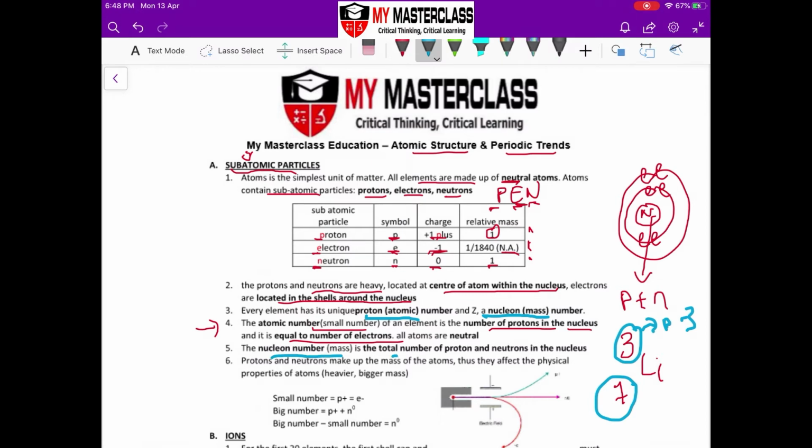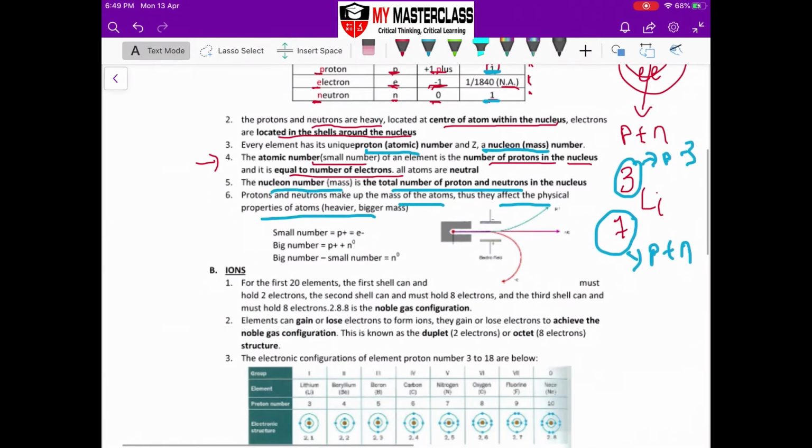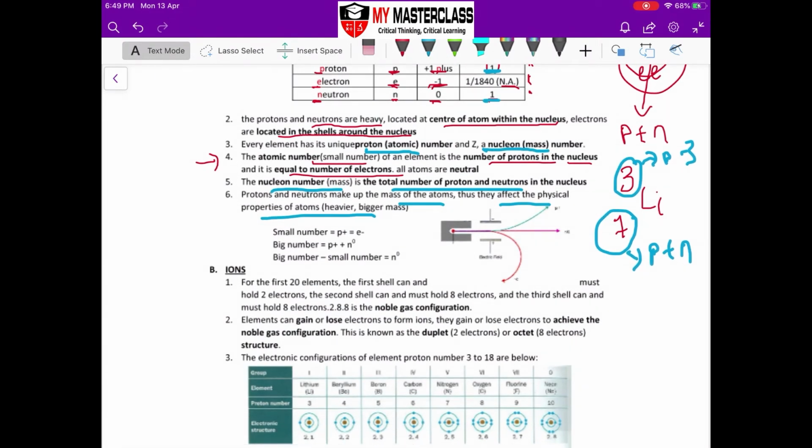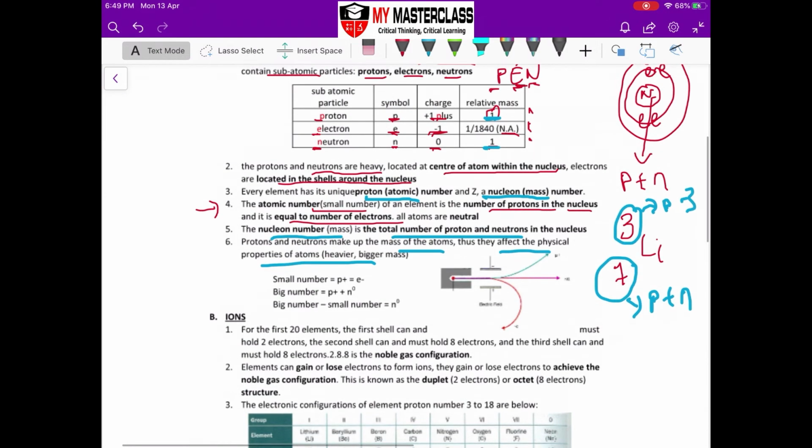The mass number is the total number of protons and neutrons. So the big number is my P plus N. Why? Because it's the mass: protons have mass, and neutrons also have mass. So protons and neutrons make up the mass of the atoms, thus they affect the physical properties. Electrons affect the chemical properties. Later, in the second part, we will look at it in detail.